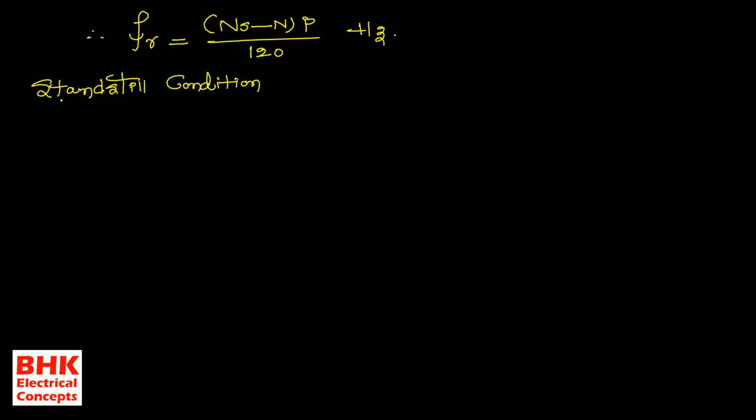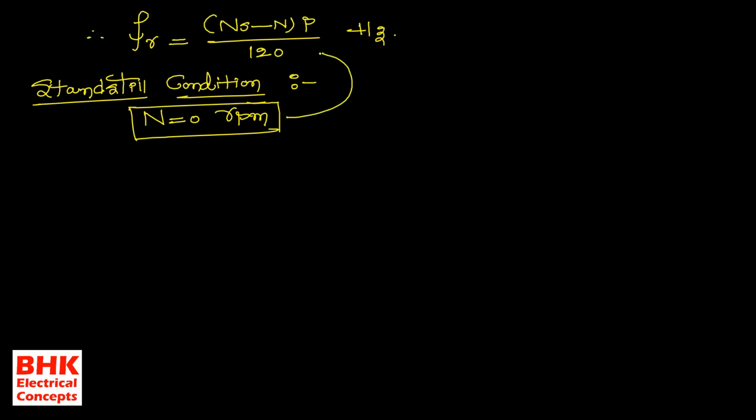Now see, standstill condition means the rotor is at rest. It means the rotor is not rotating. So standstill means N is equal to 0 RPM. Now what we need to do? We need to substitute this value in this expression. Now it becomes Fr is equal to (Ns minus 0) into P divided by 120. Then it gives Ns into P divided by 120.